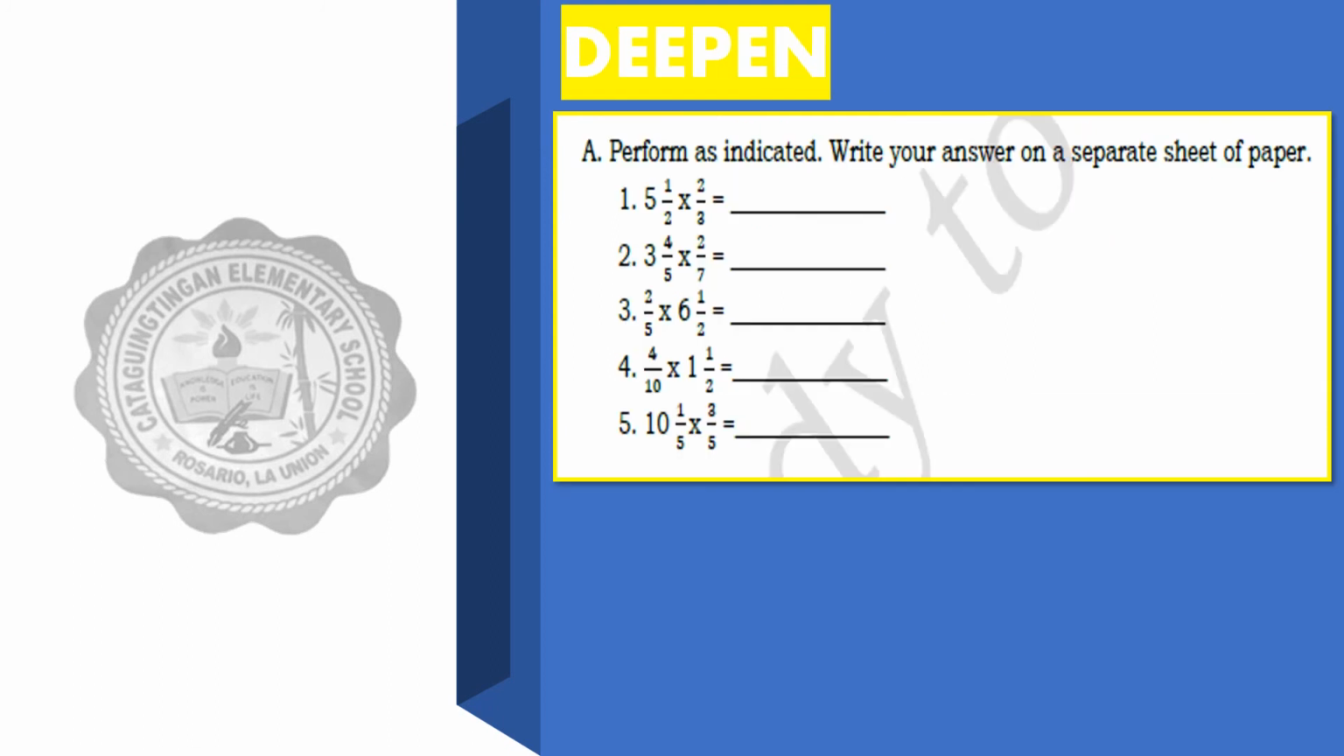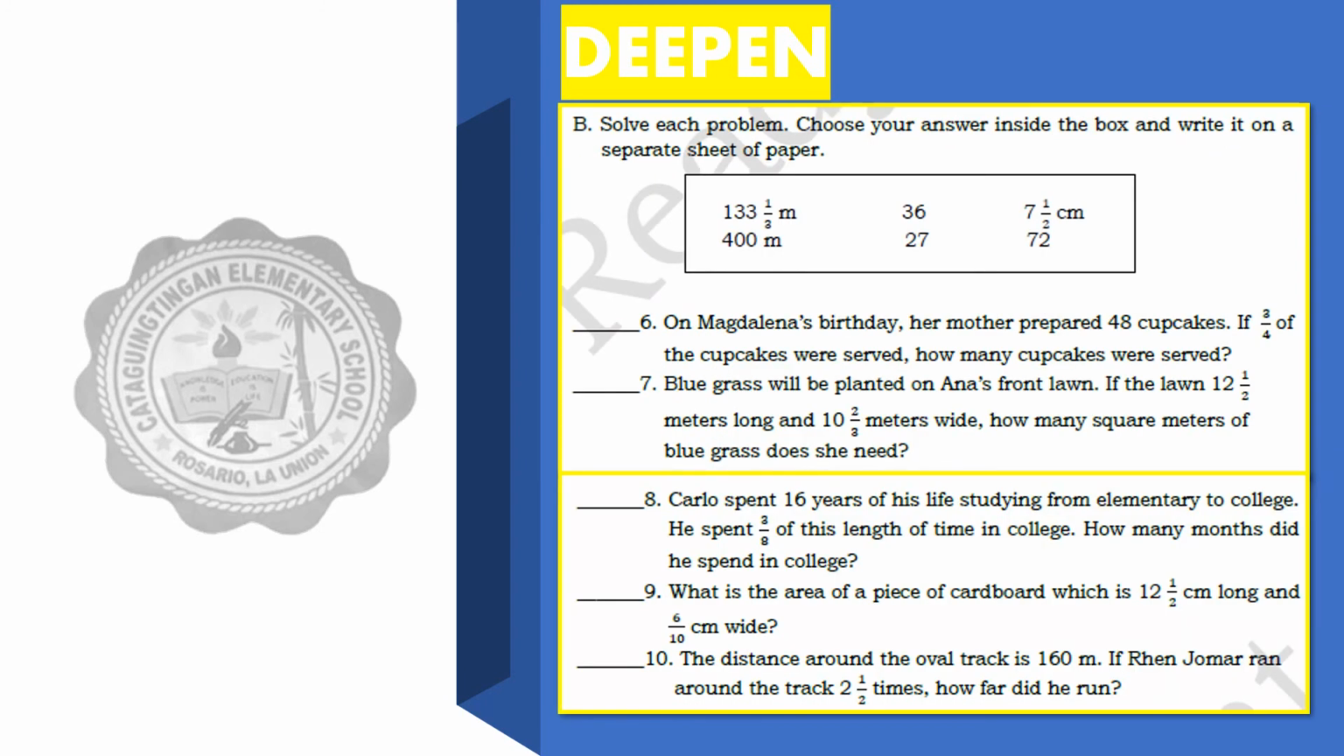Letter A. Perform as indicated. Write your answer on a separate sheet of paper. So, ito-solve lang po natin yan. Ilalagay natin yung sagot sa may blank. B. Solve each problem. Choose your answer inside the box and write it on a separate sheet of paper. Sa answer sheet po, sagot na lamang po yung ilalagay ninyo. Pipiliin niyo po yung sagot sa loob ng box.